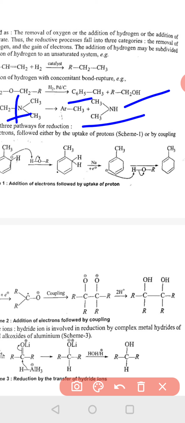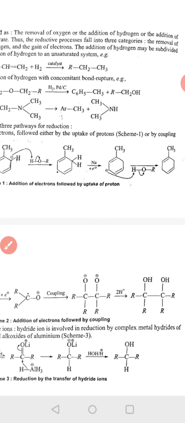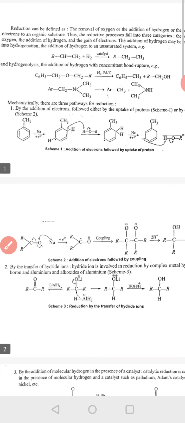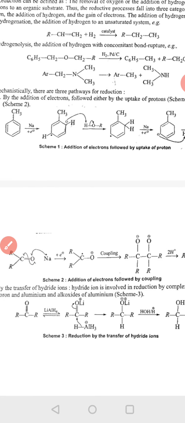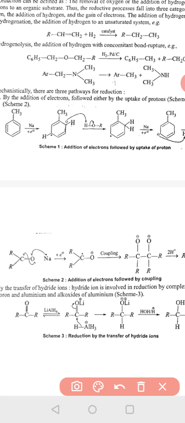अब mechanistically हम बात करें तो there are 3 pathways for reduction to take place. The number 1 is addition of electrons. This addition of electron is followed either by uptake of proton or by coupling of free radical. The first example is here. This is scheme 1.